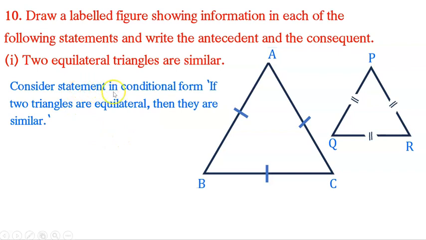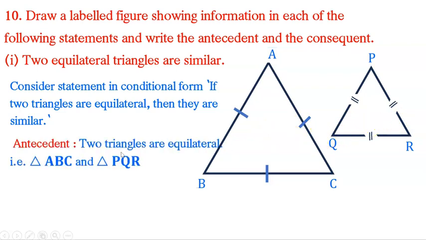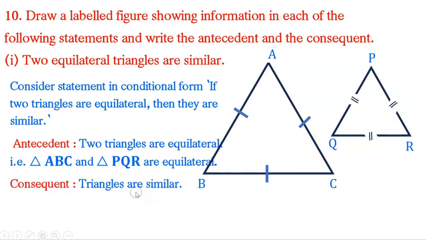Consider the statement in conditional form. If two triangles are equilateral, then they are similar. Now here the antecedent: two triangles are equilateral, that is, triangle ABC and triangle PQR are equilateral. Now what about the consequent? Then we want to prove that the triangles are similar, that is, triangle ABC is similar to triangle PQR. Okay.